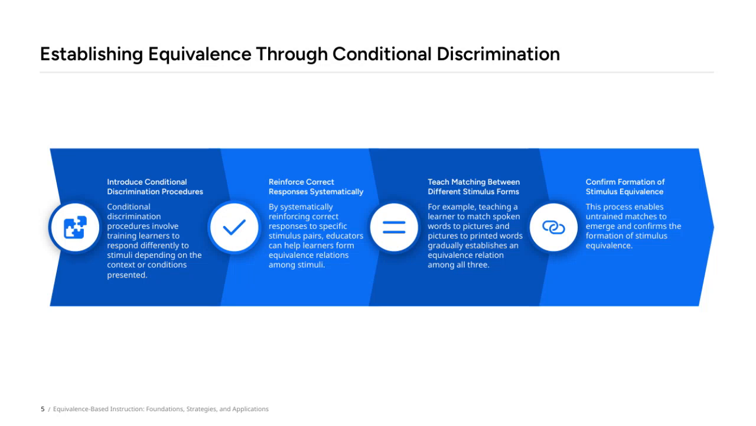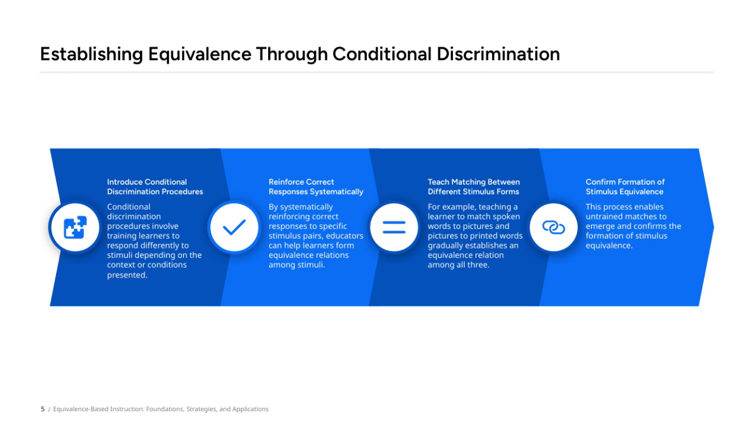In this slide, we focus on establishing equivalence through conditional discrimination. First, conditional discrimination procedures are essential because they train learners to respond differently depending on the specific conditions or contexts. Next, it's important to systematically reinforce correct responses to certain stimulus pairs. This reinforcement helps learners start to form connections or equivalence relations between those stimuli. For instance, we might teach someone to match spoken words to pictures, and then pictures to printed words.